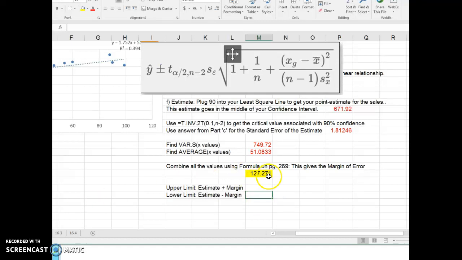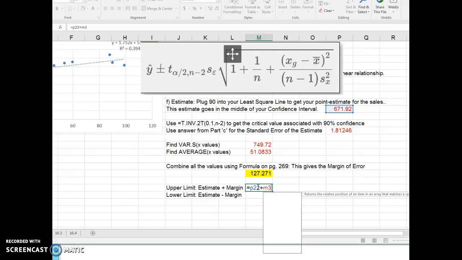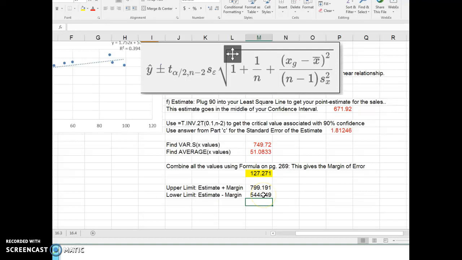So just like every confidence interval we ever built, our point estimate, which we plugged 90 into our equation, got our estimate, that goes in the middle. So P22, if we add our margin of error, we get the upper limit. And if we take our point estimate and minus our margin of error, that is our lower limit. So we are 90% confident that if we spend 90,000 on our advertising, our sales revenue is going to be in between one of those two values, somewhere within that range.